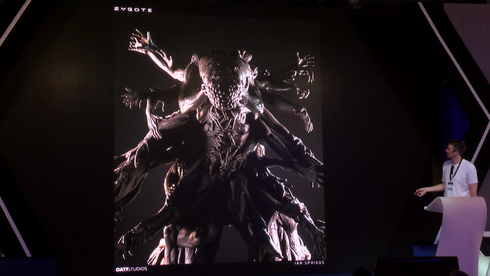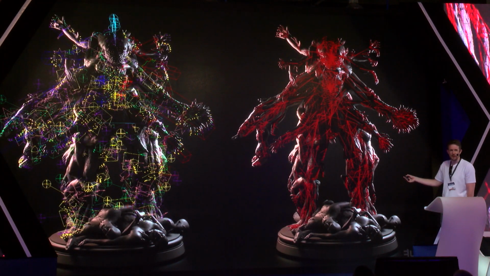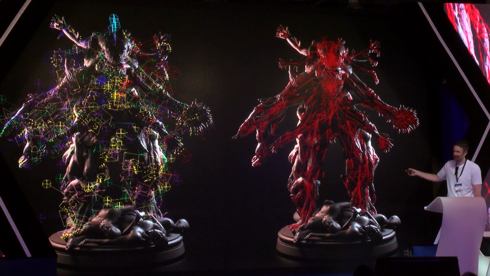This was a fun model to do, the zygotes. The rig was absolutely insane. Eric Laguerre rigged every single finger by hand, one by one.